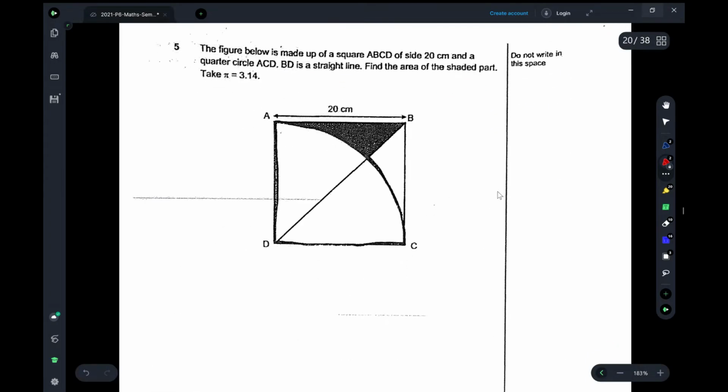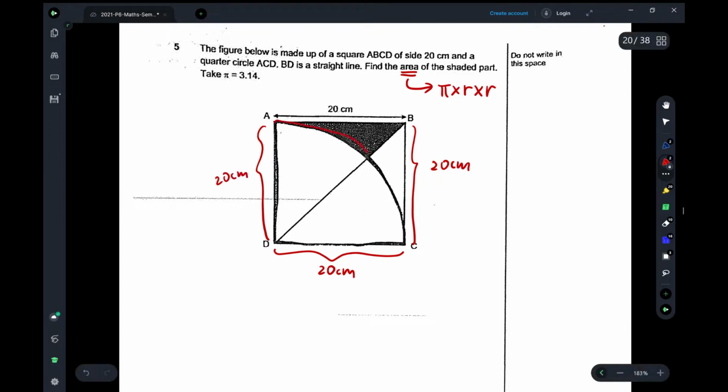Okay, let's move on. Oh, it's another circle question. Now they're asking for area. The formula for area is pi times r times r. Let's read. The figure below is made out of a square, which means that all sides are 20 cm. So we can actually see a quadrant over here. This is the quadrant with a radius of 20 cm.